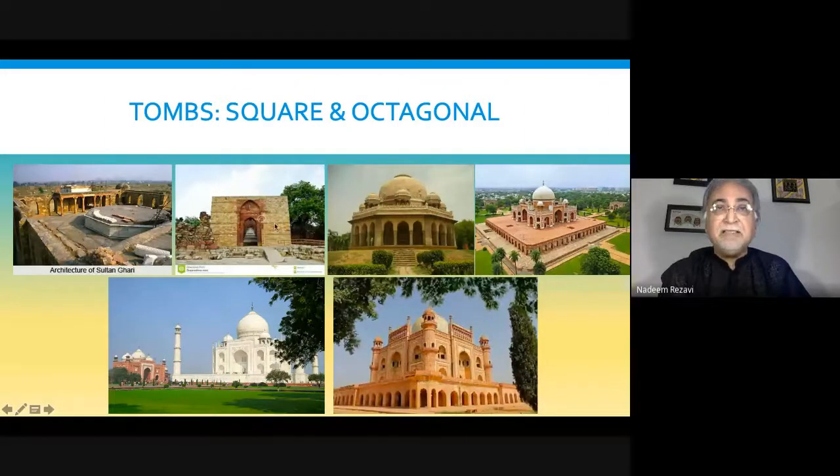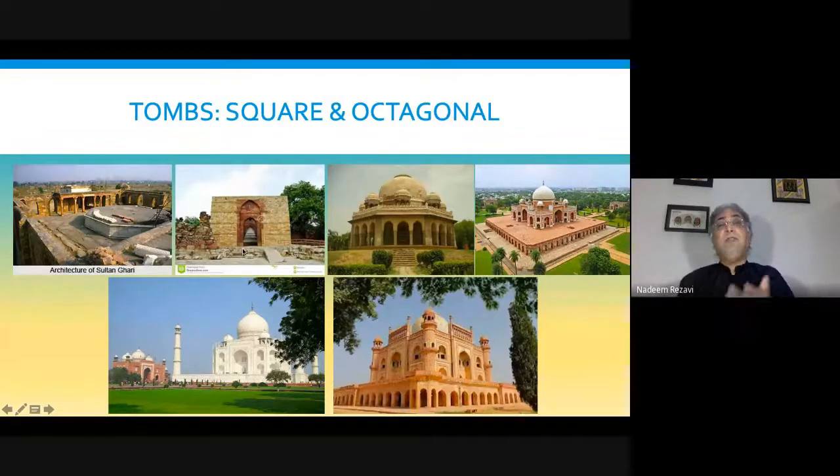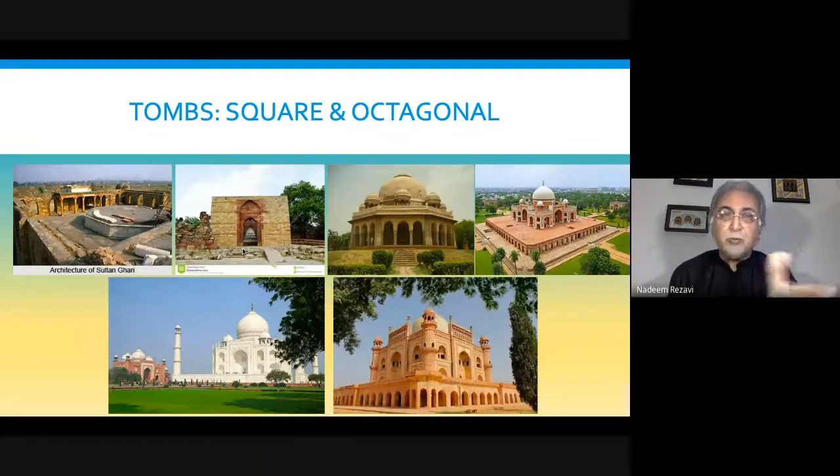This is the tomb of Iltutmish, again square. And again, the actual grave of Iltutmish is not here. It is in the subterranean chamber under the ground. And you would find that throughout the Khalji period, the tomb of Alauddin Khilji, any tomb of any sultan which you name, even till the beginning of the Tughlaq period, they were generally square.